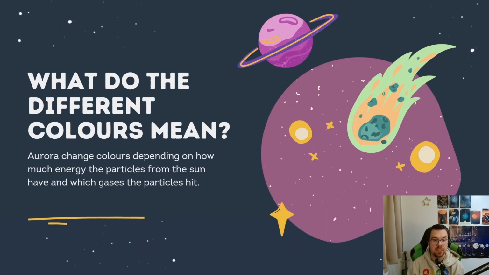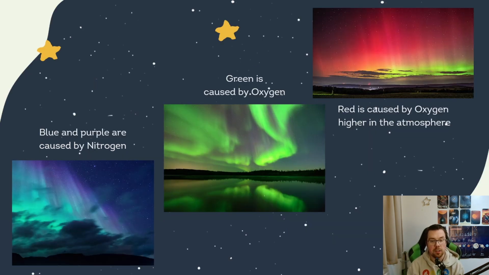What do the different colours mean? You might have noticed that aurora change colours. This depends on how much energy the particles from the sun have and which gases the particles hit when they come into the atmosphere. So I've got different colours here. We start in the bottom left with blue and purple. These are caused by nitrogen. When the particles come, they hit nitrogen atoms in the atmosphere. Green is caused by oxygen. And then red is also caused by oxygen, but this is oxygen higher up in the atmosphere.